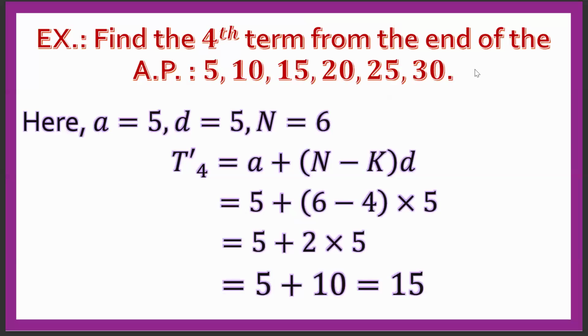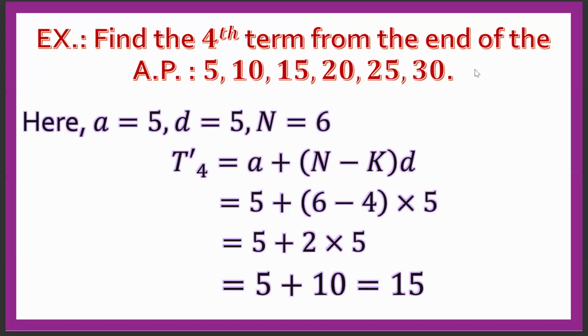Now, let us take an example. If we have the arithmetic progression 5, 10, 15, 20, 25, and 30, and we want to find the fourth term from the end. So, what is A? When we start from the first term, A is equal to 5, D is equal to 5, and N, the total number of terms, is 6.